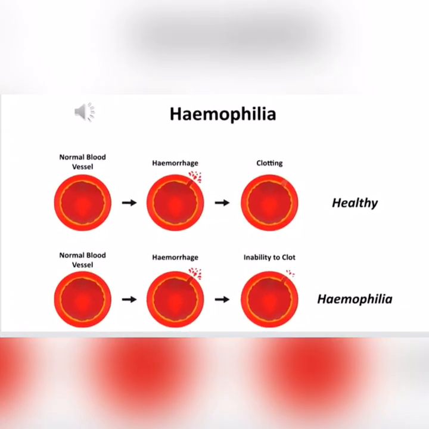Hemophilia is a bleeding disorder where the blood does not clot normally because it lacks sufficient clotting proteins, or clotting factors, mostly factor VIII.